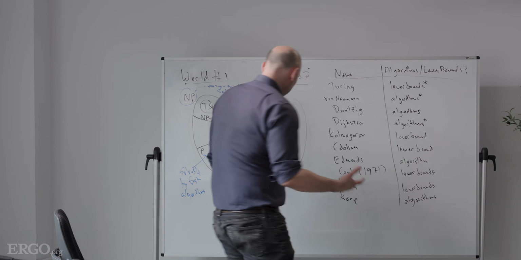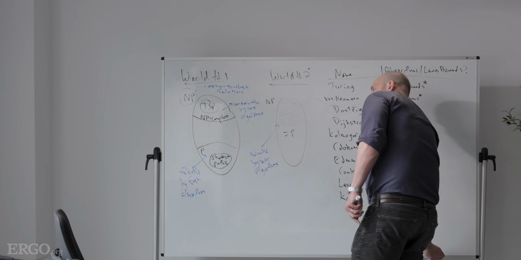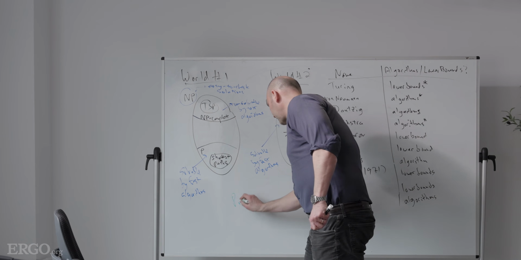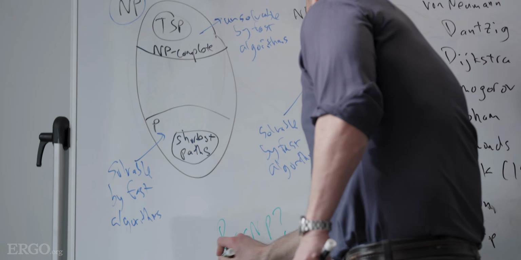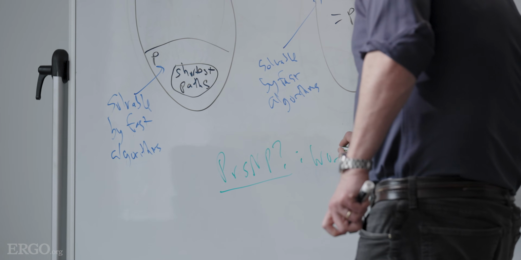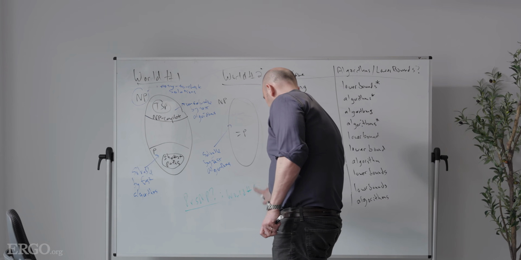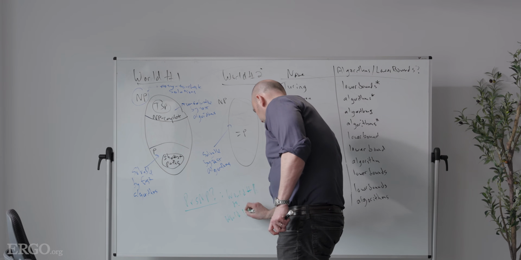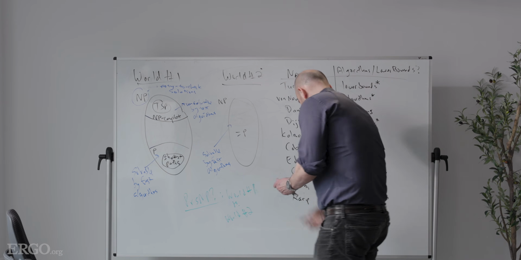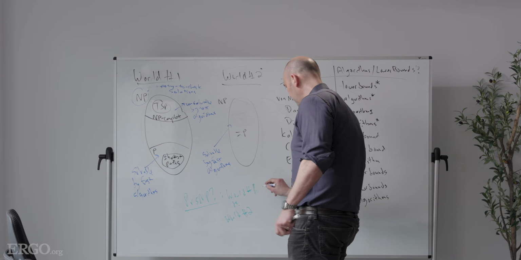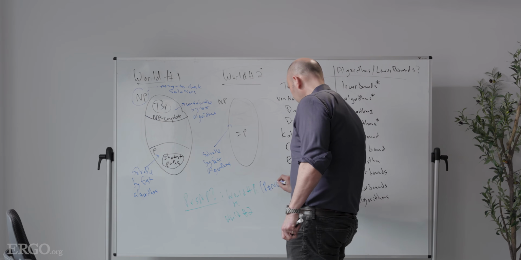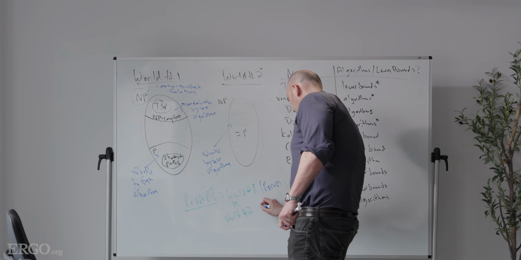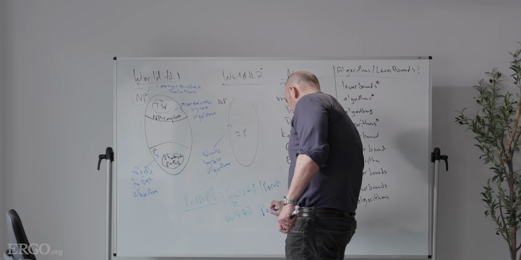So P versus NP, what is it? It's literally just the question, do we live in world number 1 or do we live in world number 2? So P versus NP is just world number 1 versus world number 2. World number 1 corresponds to the P not equal to NP case, where P and NP-complete problems do not overlap. And world number 2 is where everything collapses, P equals NP.